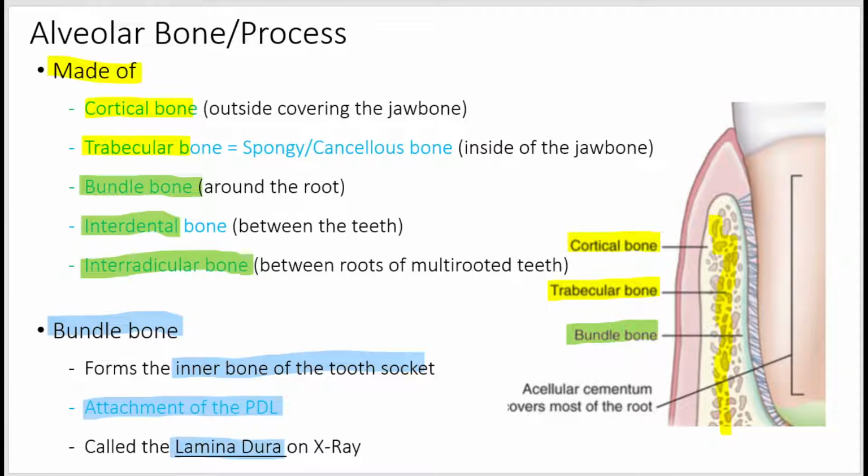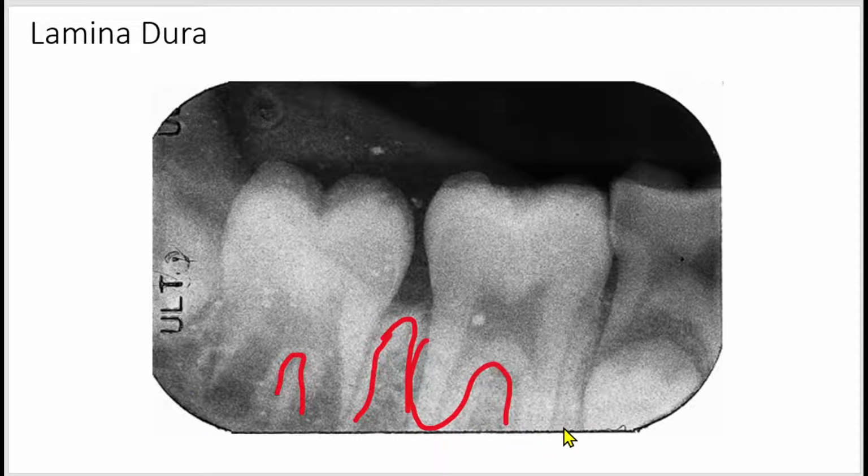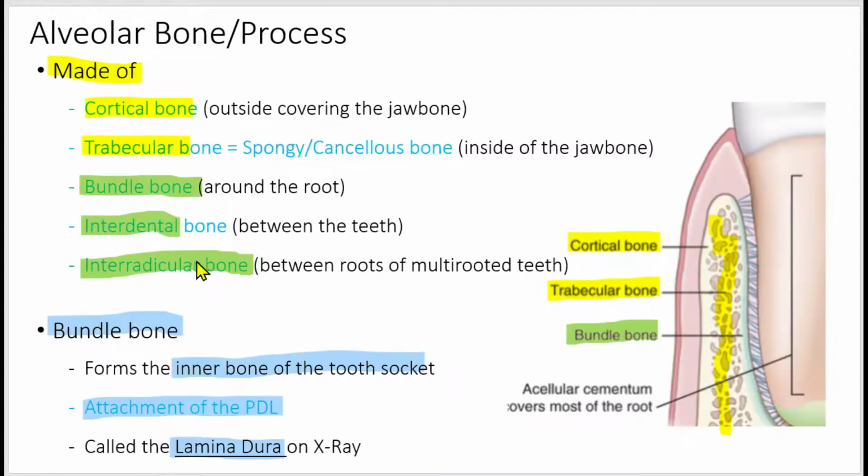I have an x-ray here, and you can see that there is a clear line of bone here, and that's the lamina dura. We're definitely going to talk about that in radiology too, but that is the lining of the tooth socket. That's the lamina dura, which is technically the bundle bone, right?